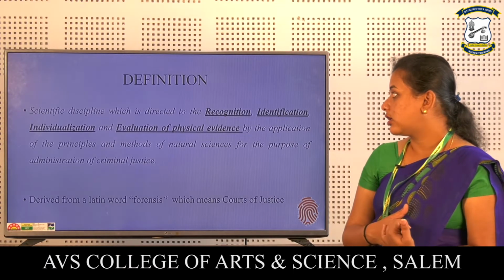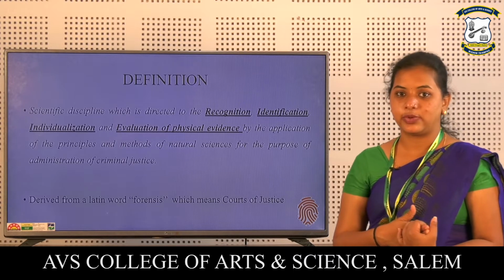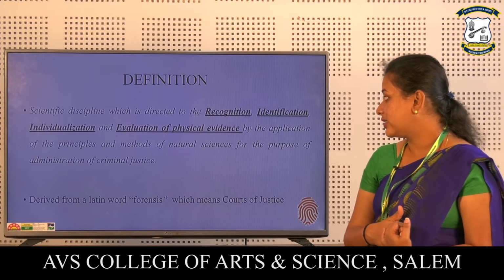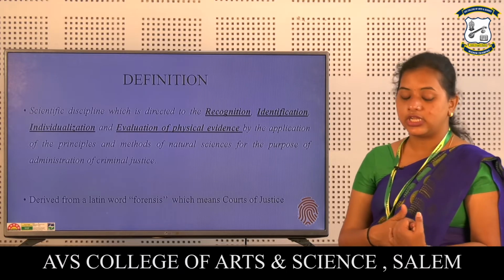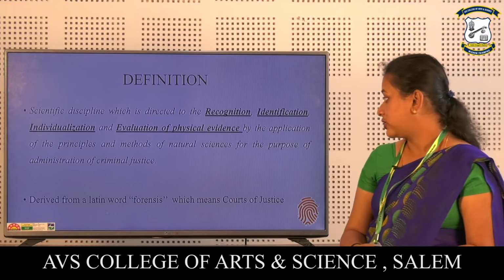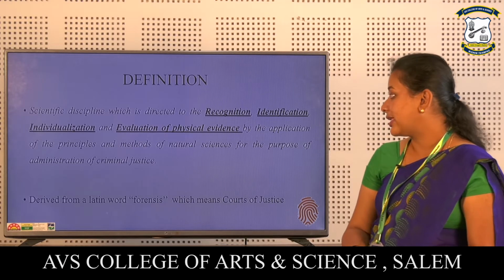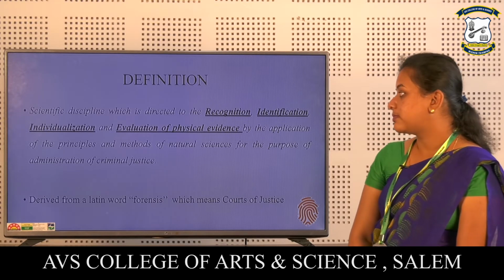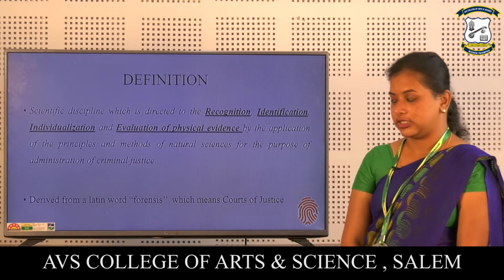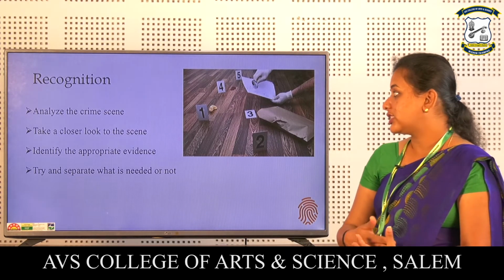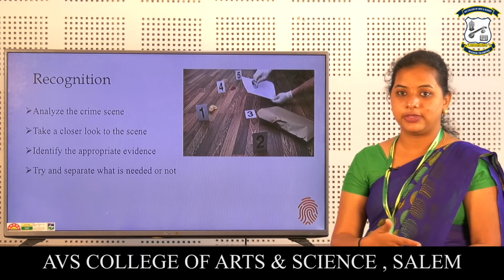Then the basic, standard definition which we follow is: it is the scientific discipline which is directed to the recognition, identification, individualization and evaluation of physical evidences by the application of the principles and methods of natural science for the purpose of administration of criminal justice. So this is the basic definition. Now we'll see what the definition actually means.